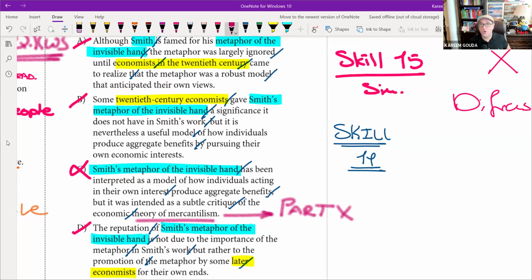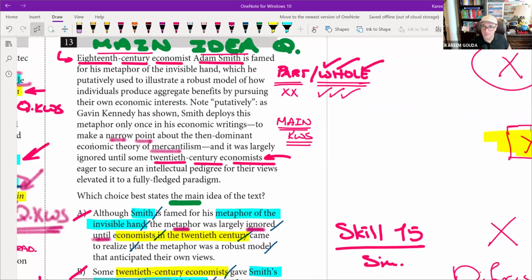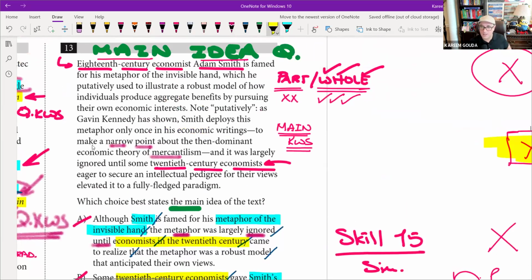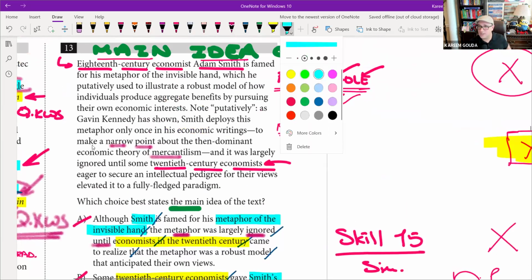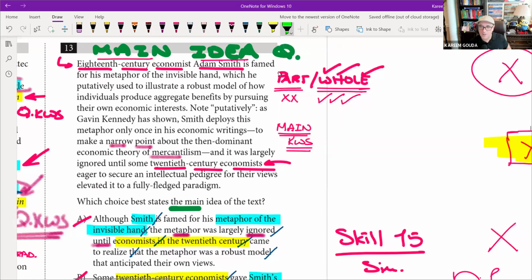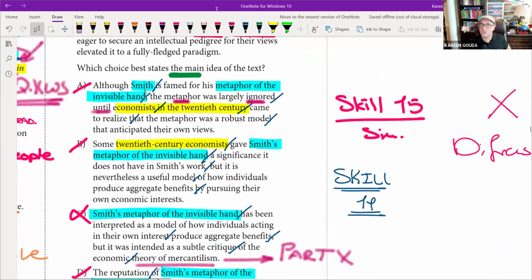Answer A says, although Smith is famed for his metaphor of the invisible hand, the metaphor was largely ignored until the 20th century. Is this true? Let's see. Yes, I think I read this already. Let's do this in green. It was largely ignored until the 20th century. Okay, there you go. So A is actually very, very good. In relation to Smith's metaphor of the invisible hand, okay, nothing else.